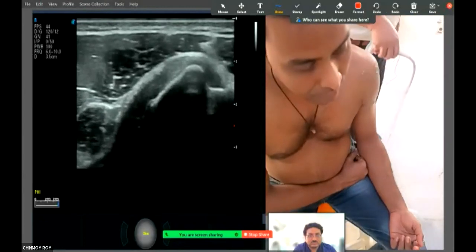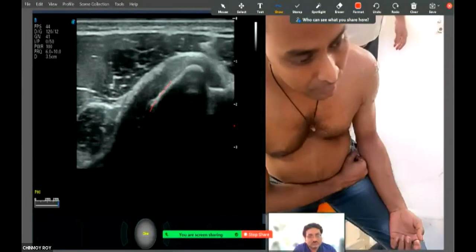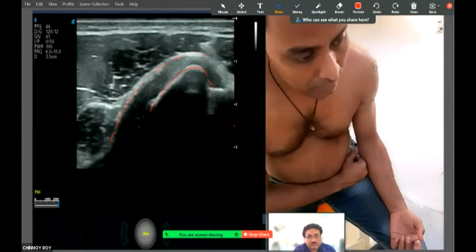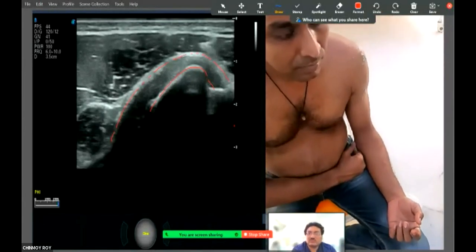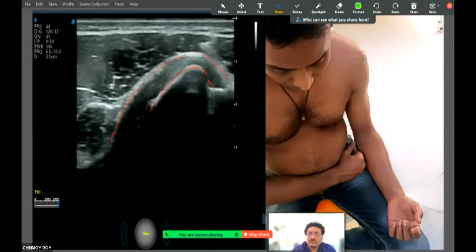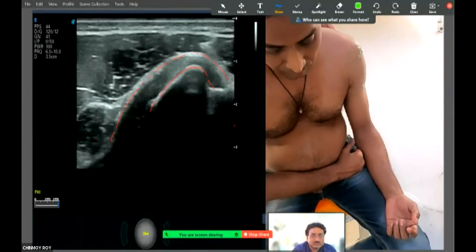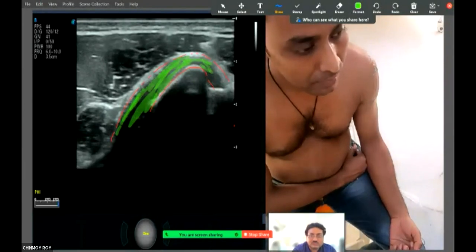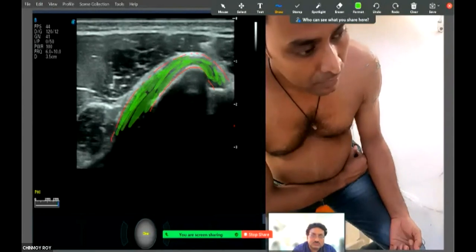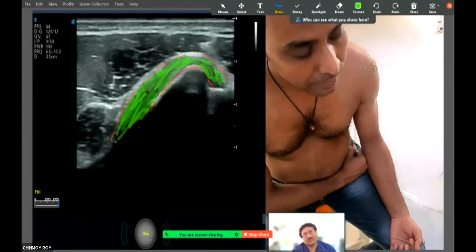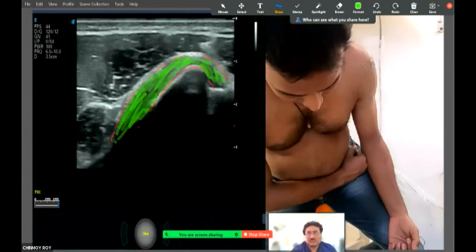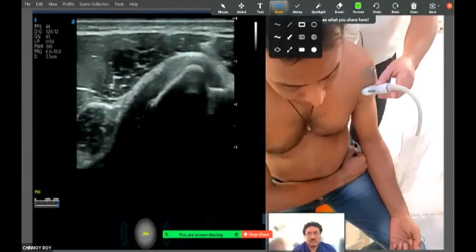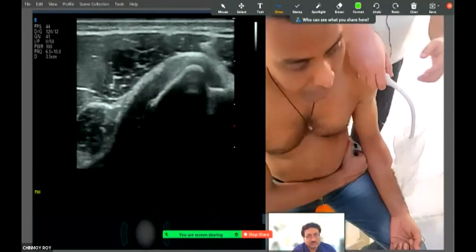So here, let me freeze. Okay. Dr. Devjyoti will show you which is the subscapularis muscle. This is the lesser tuberosity, and this is the whole subscapularis muscle. The subscapularis muscle inserts in the lesser tuberosity, and only a small portion of some fibers goes above the biceps tendon and goes to the edge of the greater tuberosity. So this is the subscapularis muscle. Now we can see a lot of subscapularis muscle if I change the position a bit.